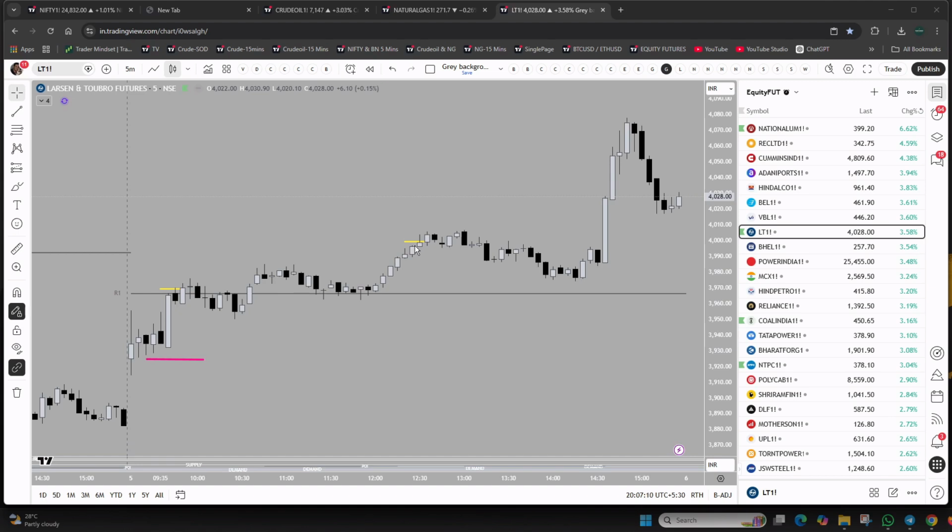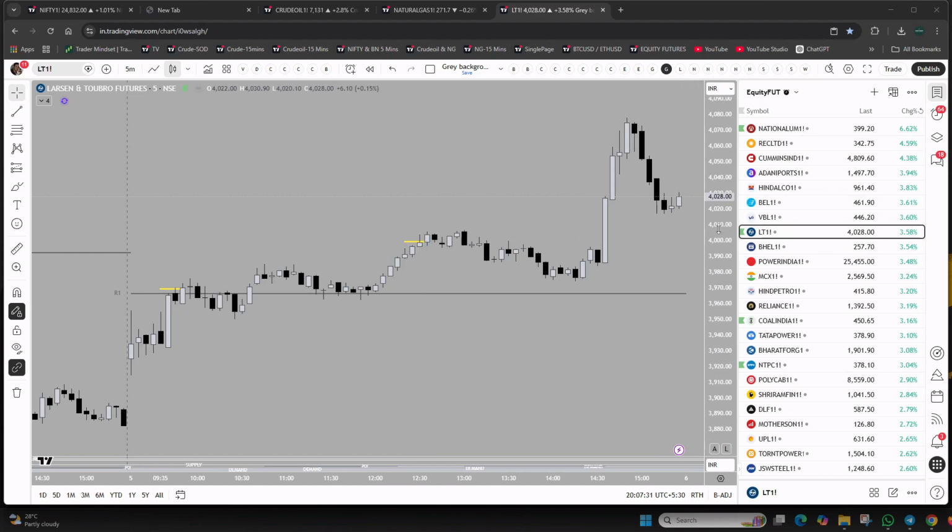I was aiming for around a 40 rupees move, because it is a 4,000 rupees script that we are trading. So I was aiming for a 40 rupees move, and I got it somewhere around here. The exit price was 4,000 rupees 80 paise.